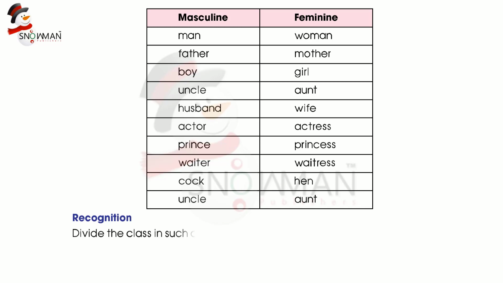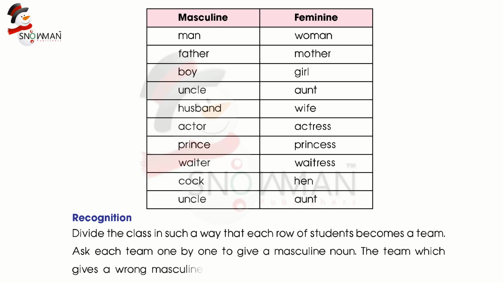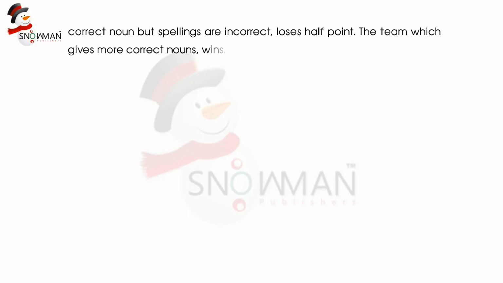Recognition: divide the class in such a way that each row of students becomes a team. Ask each team one by one to give a masculine noun. The team which gives a wrong masculine noun loses a point. The team which writes a correct noun but spellings are incorrect loses half a point. The team which gives more correct nouns wins.